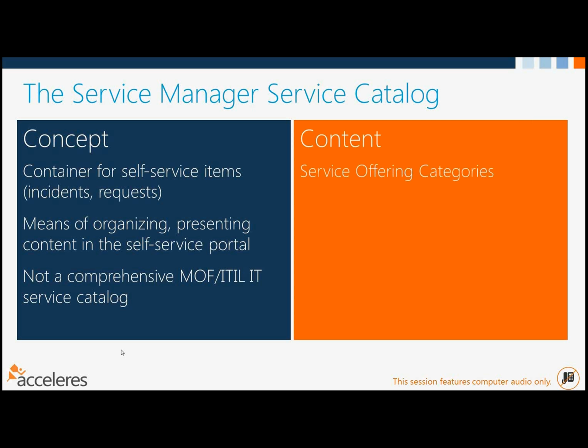So what's in the service catalog? And these are objects that you're actually going to find defined in Service Manager. The first thing we have are service offering categories. Then we have service offerings. We've got request offerings. And then we've got catalog item groups. And we're going to get into what each of these are in the next slide.